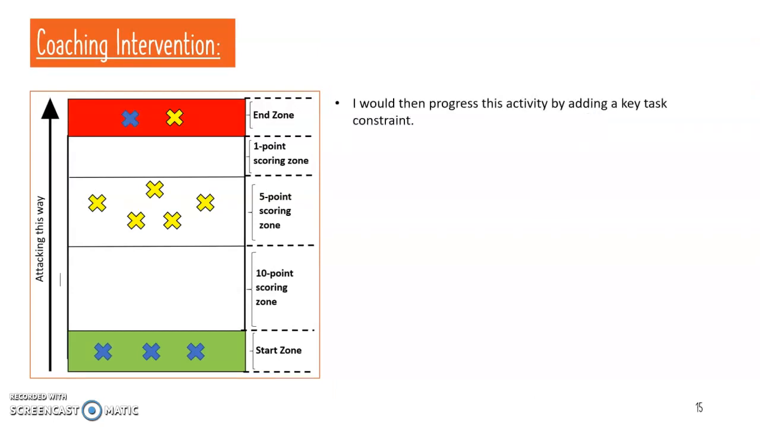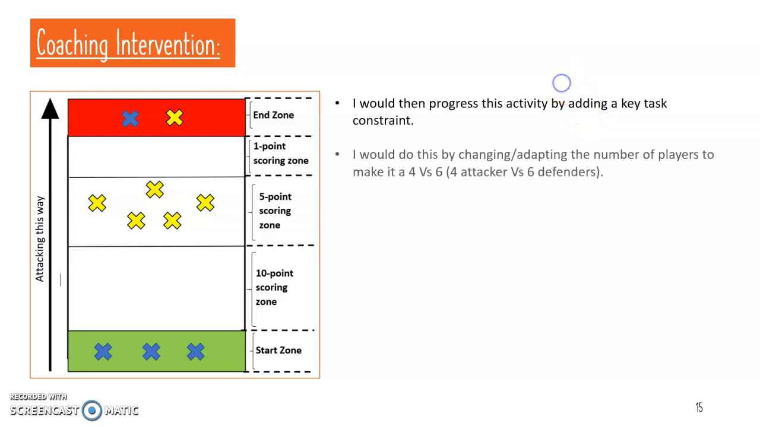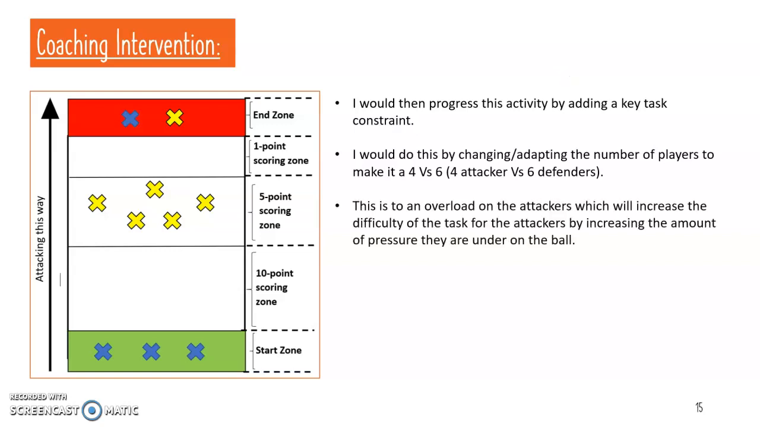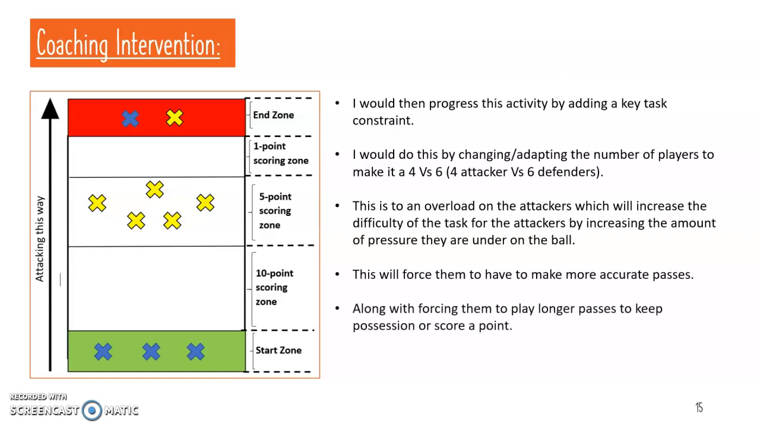I would progress this activity by adding a key task constraint. I would do this by adapting the number of players to make it a 4 versus 6 attackers versus defense drill, which you can see labelled in the diagram to the left. This is creating overload on the attackers, which will increase the difficulty of the task by increasing the amount of pressure attackers are under when they are in possession of the ball. This will force them to have to make more accurate passes to keep the ball.